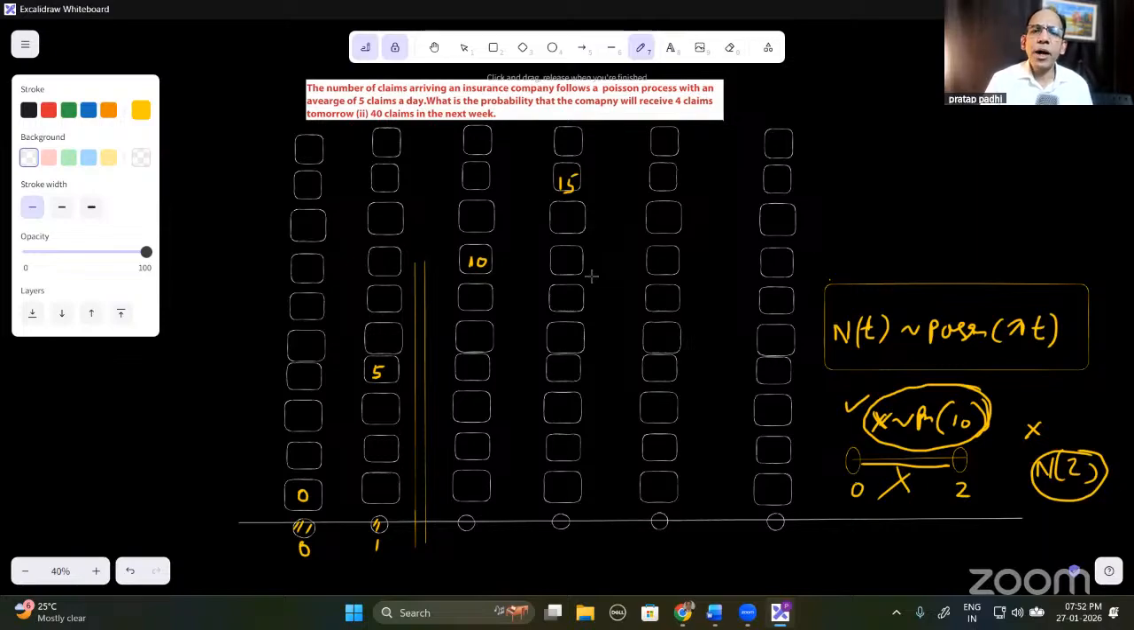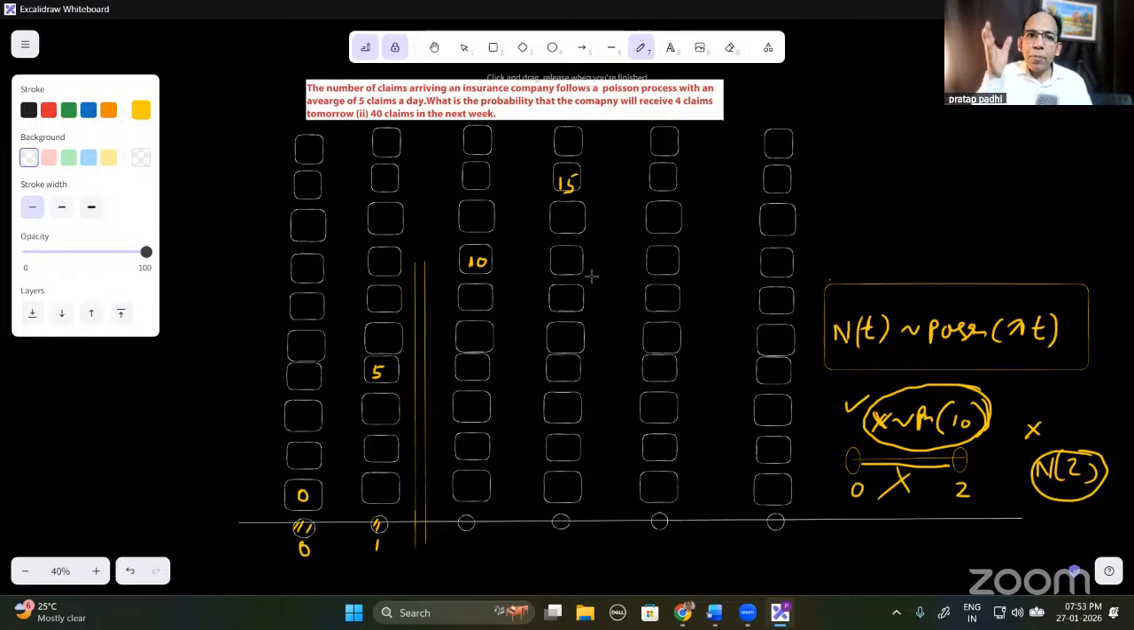Okay, X follows a Poisson distribution with mean 10. What is the probability that 4 will come in the next unit? 2 days means next 2 days. That's all. That way we do the Poisson distribution. Okay, there is no such time. You go through that Poisson distribution, there is no time constraint. Time we don't say. I explained because I derived it from this Poisson process.